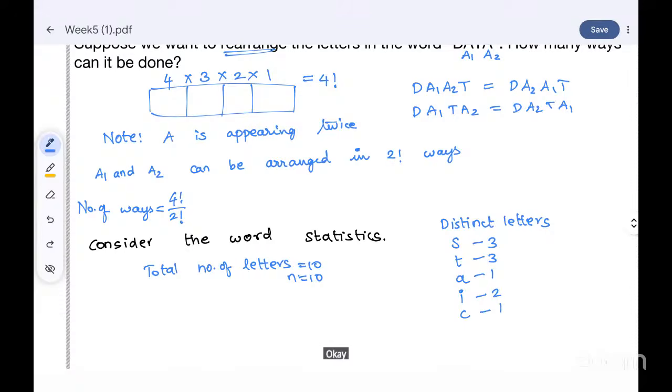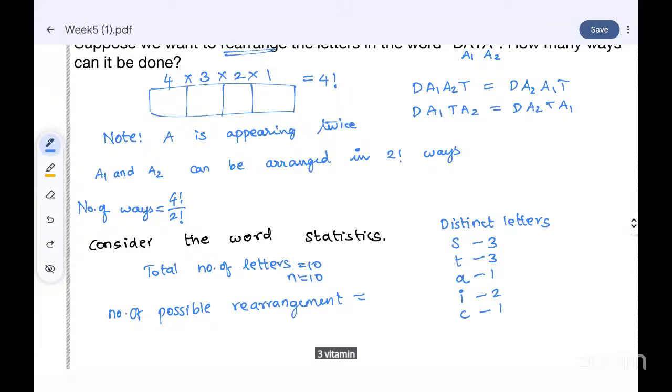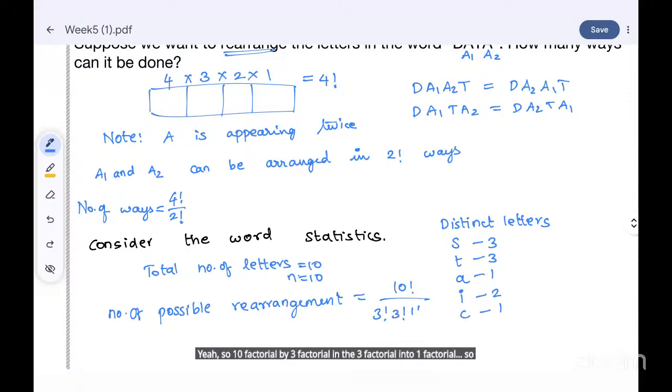Now, what do you think is the number of possible arrangements? Factorial 10 divided by factorial 3 into factorial 3 into factorial 2. Yes, so 10 factorial by 3 factorial into 3 factorial into 2 factorial into 1 factorial. So the 1s we can ignore. Just whatever is repeating we divide by. Why are we doing this? Is that clear for everyone?